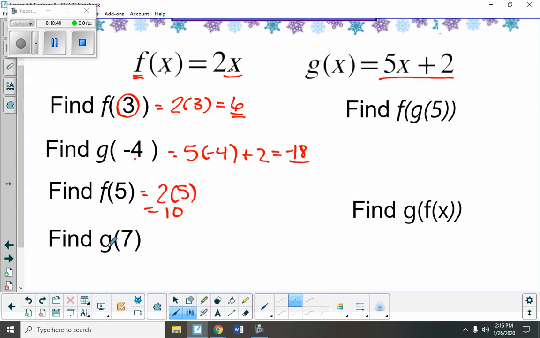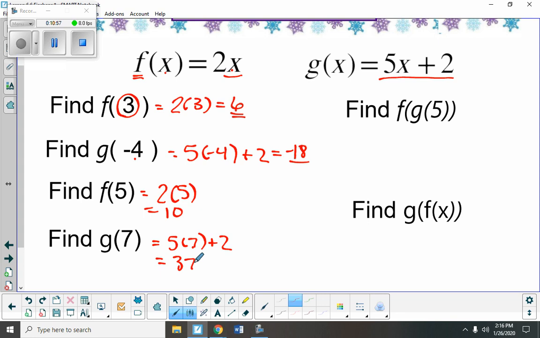Here, we want to know what is the g function's value when x is 7. So 5 times 7 plus 2. So in the g function, we're going to substitute in a 7. So that's 35 plus 2, which is 37.